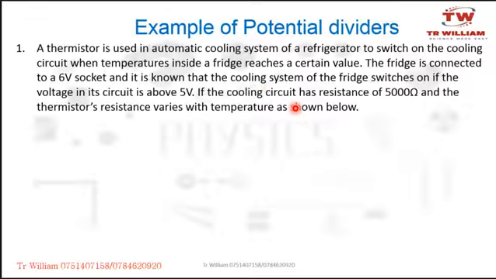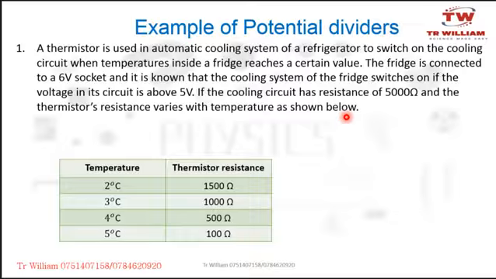Now they are saying the cooling system has a resistance of 5,000 ohms and the thermistor's resistance varies with temperature as shown below. When the temperature is 2 degrees, its resistance will be 1,500 ohms. If the temperature is 3 degrees, the resistance of the thermistor is 1,000 ohms. If the temperature is 4 degrees, the resistance of the thermistor is 500 ohms. If the temperature is 5 degrees, then the resistance of the thermistor is 100 ohms.